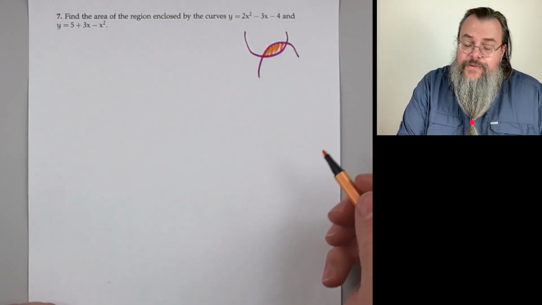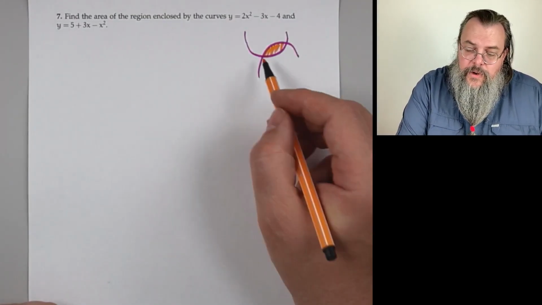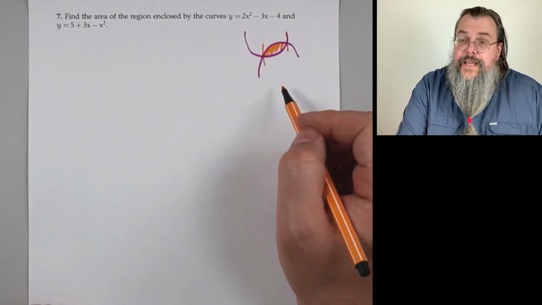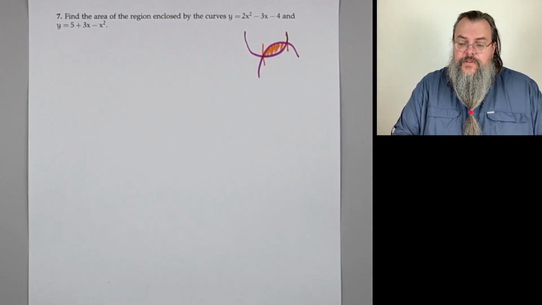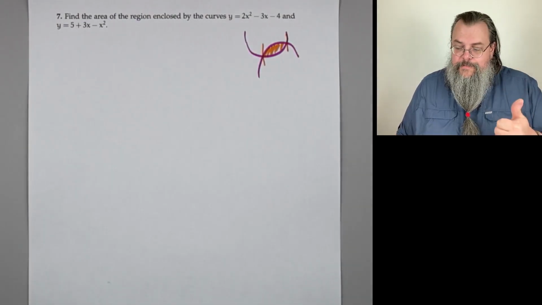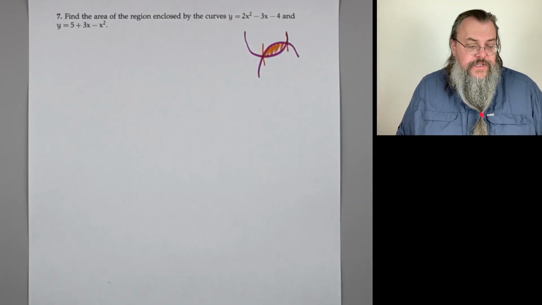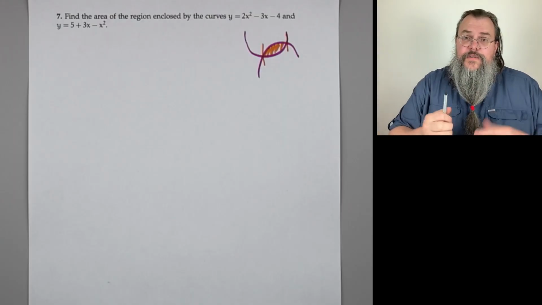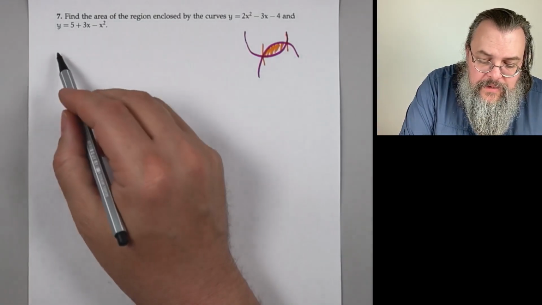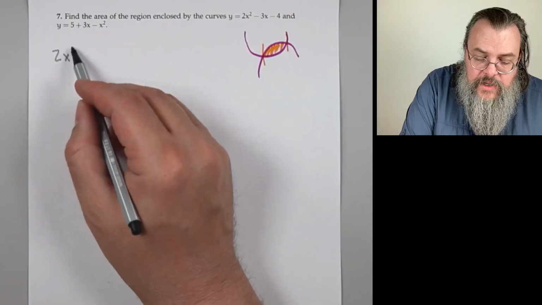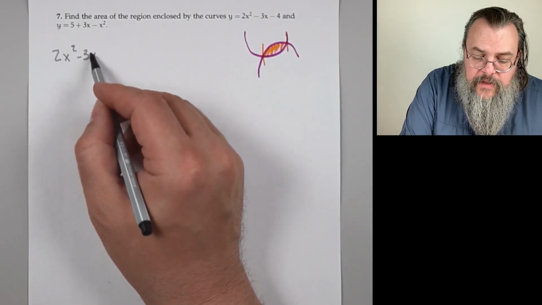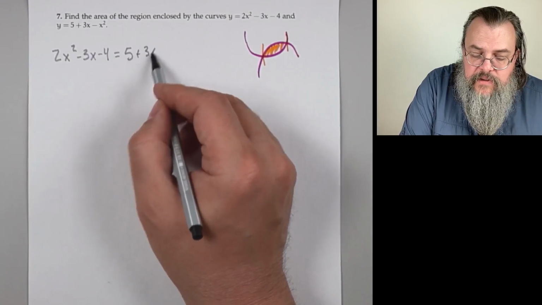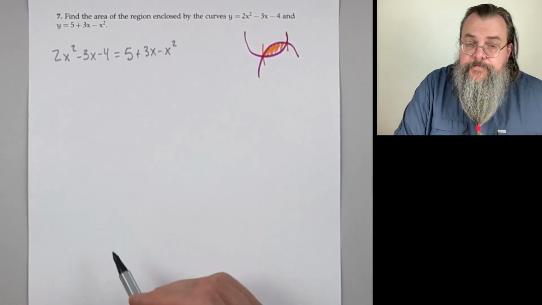Now, how do we find the area? Well, we need to find where they intersect. So, that's step 1. Where do these two intersect? To find the answer to that, we know what the curves are, so we're going to say, when do they match? When does 2x squared minus 3x minus 4 match 5 plus 3x minus x squared?